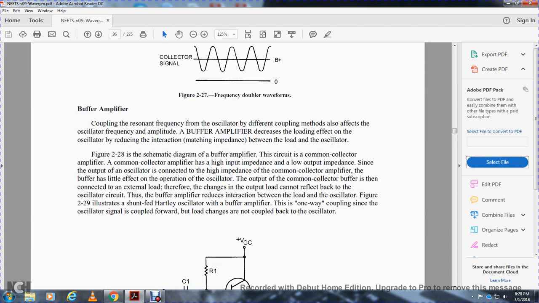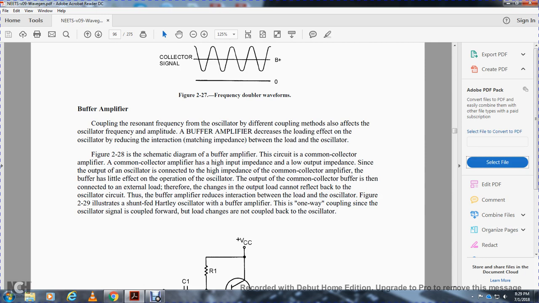Now the buffer amplifier. Coupling with the resonant frequency of the oscillator, different coupling methods affect the oscillator frequency and amplitude. A buffer amplifier decreases the load affecting the oscillator, reducing the interaction by matching impedance between the load and the oscillator. Figure 228 shows the schematic diagram of a buffer amplifier circuit using a common collector amplifier. The common collector amplifier has a high input impedance and a low output impedance. The output of the oscillator is connected to the high impedance input of the common collector amplifier, so the buffer has little effect on the operation of the oscillator. The output of the common collector buffer is then connected to the external load. Therefore, a change in the output load cannot be reflected back to the oscillator circuit, and the buffer amplifier reduces the interaction between the load and oscillator.